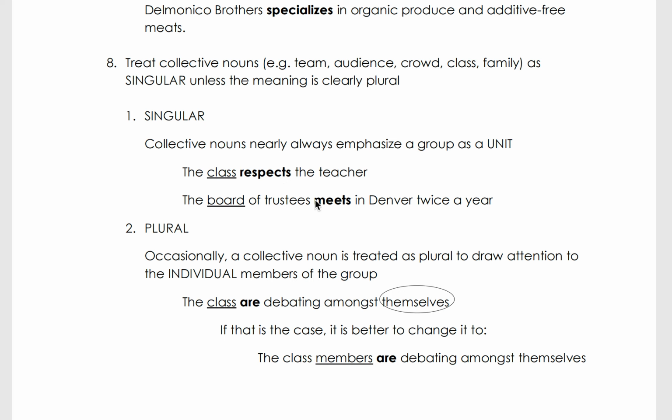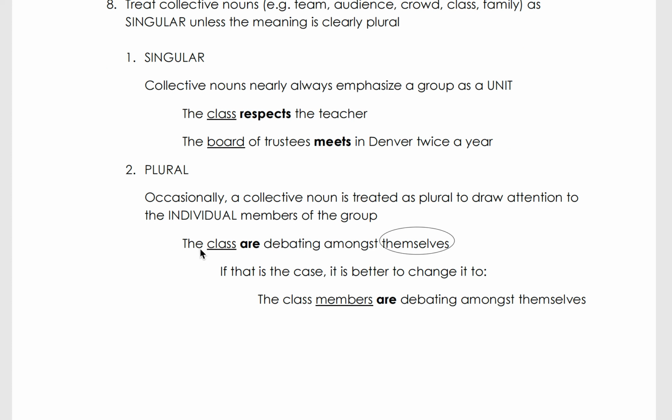The board of trustees meets. So the board here is singular as well, and the verb should have s to agree with the subject. But when it's plural, look at the example, the class are debating amongst themselves. So here, themselves says that the class is actually plural in terms of the meaning. So we need to have are here, even though the class doesn't have es.